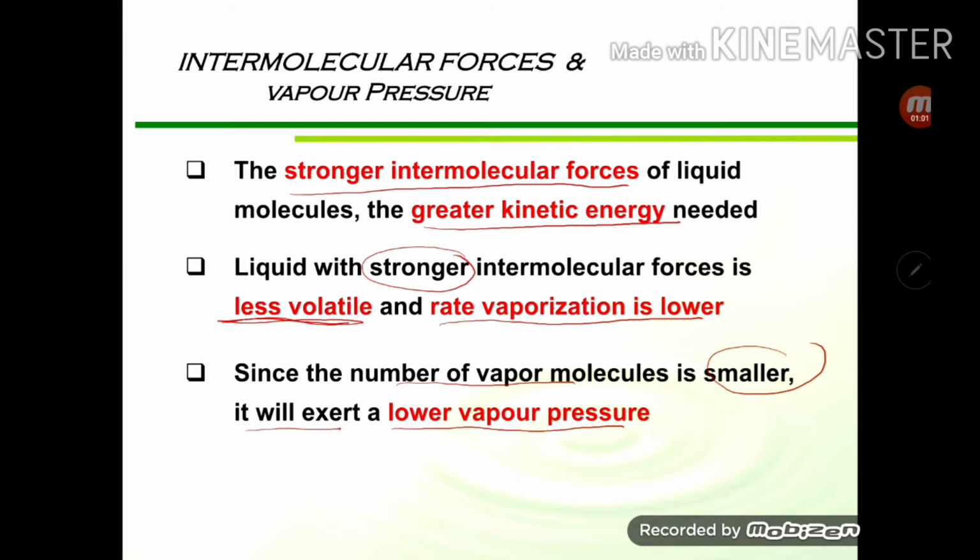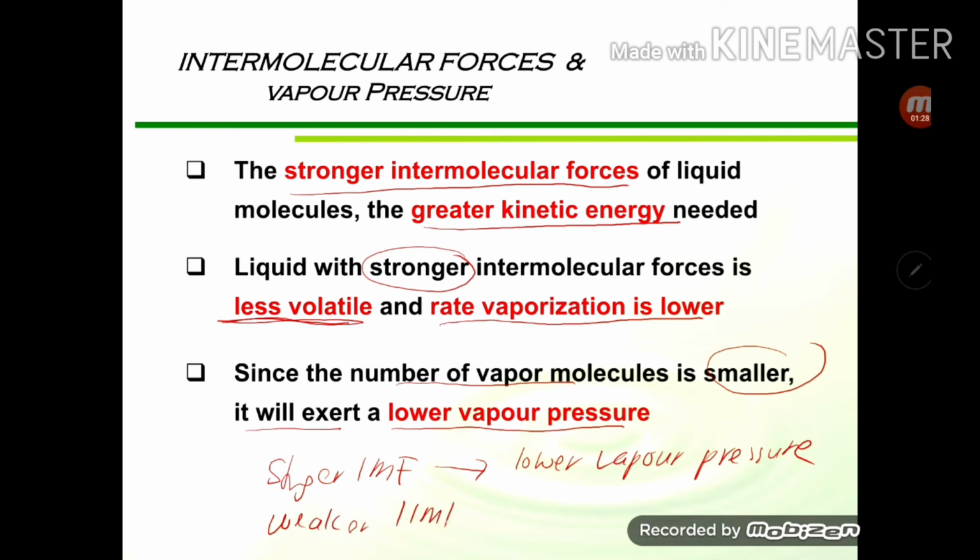So, from this point, we can see that a liquid with stronger intermolecular force will have lower vapor pressure. So, the liquid with the weaker intermolecular force will have higher vapor pressure.